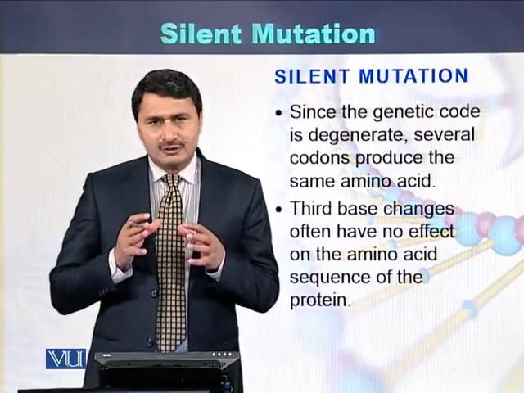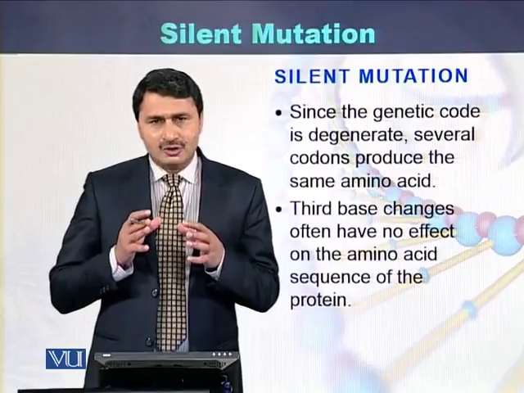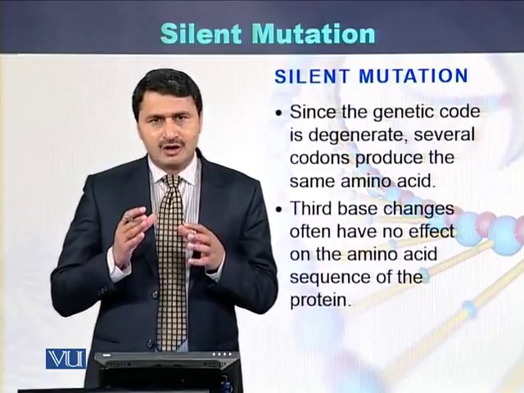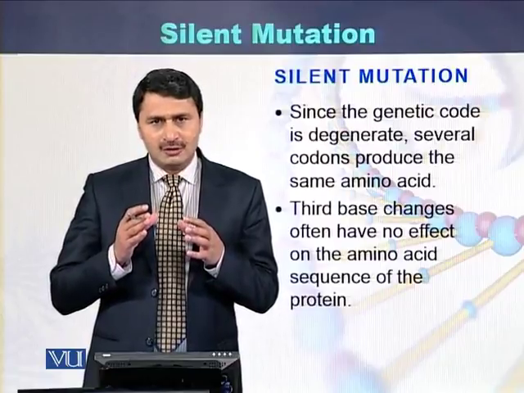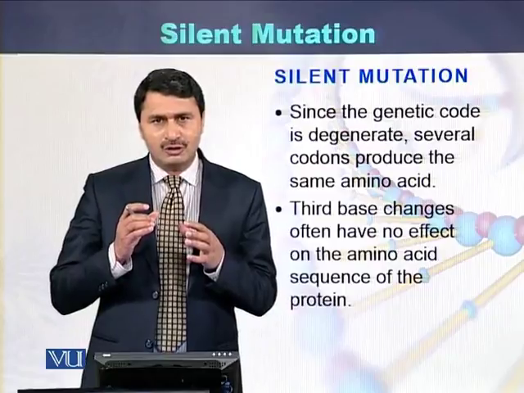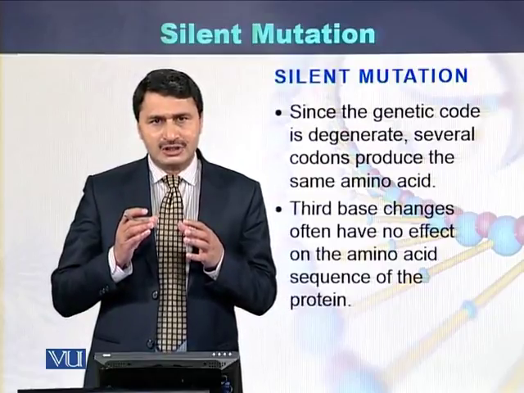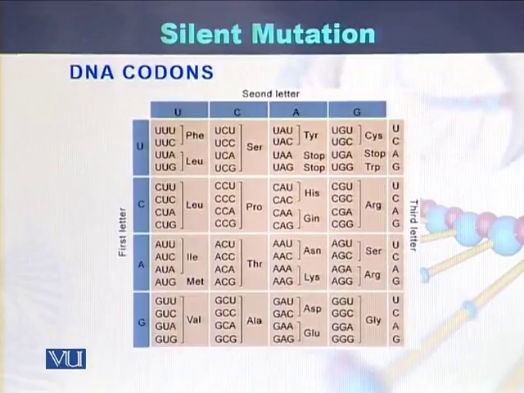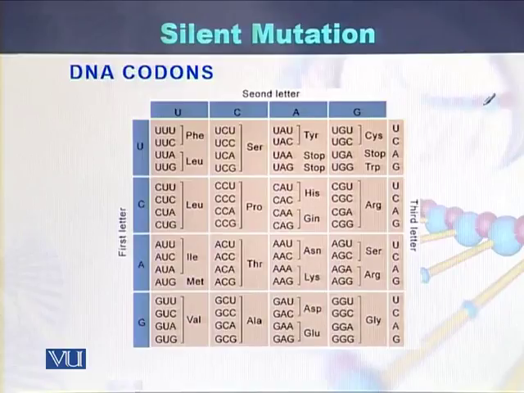Since the genetic code is degenerate, there is no major effect due to the third base of the codons. So if there is a change at the third base of the codon, usually the amino acid does not change. In this diagram we can see the meaning of degeneration of the codons. There are several codons that code for a single amino acid.